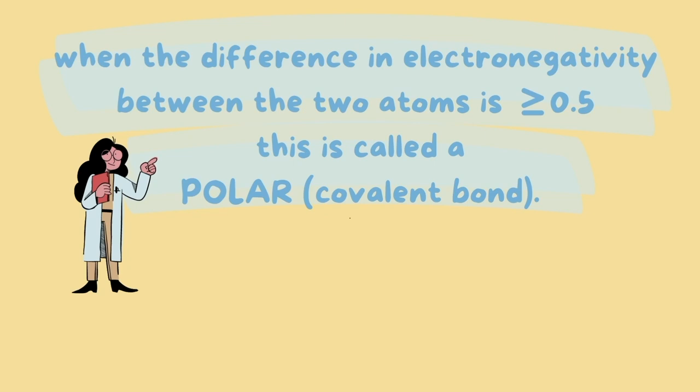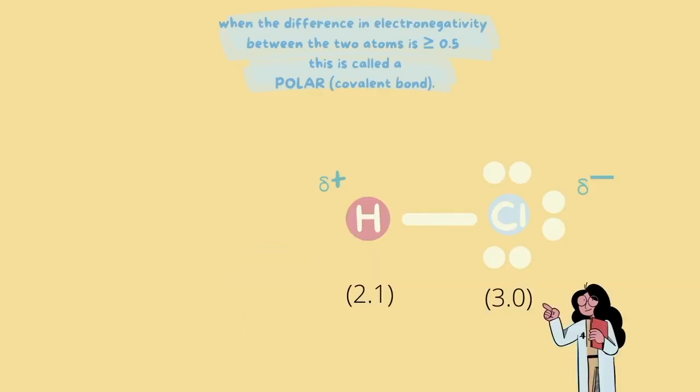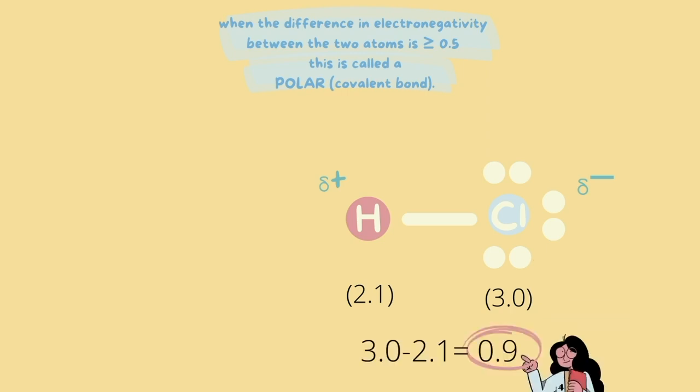So let's use our example of hydrogen and chlorine. Normally you will be given the electronegativity value. Here hydrogen has a value of 2.1 and chlorine has a value of 3.0. So this is how we calculate the difference between the two values. We basically just subtract them and we'll end up with 0.9. 0.9 is the total difference in electronegativity between hydrogen and chlorine.